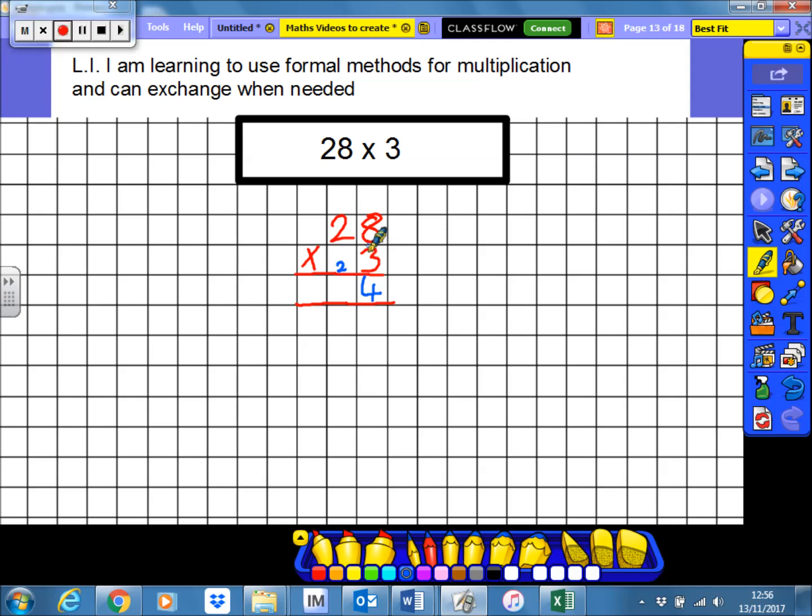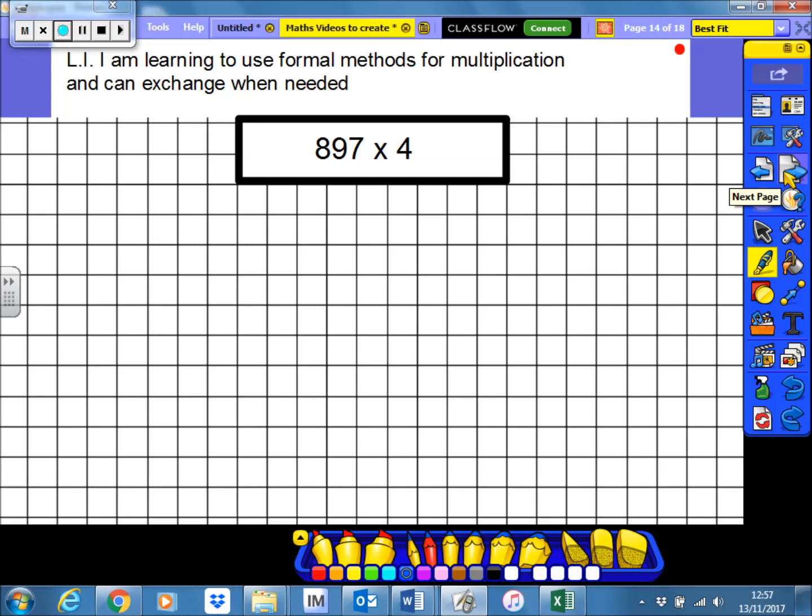Okay? Now, the next part is we're going to do the 3 times the 2 up here. So 3 times 2. Now the answer to 3 times 2 is 6. But I cannot just write down the 6 here because I need to add on the 2 to get my final answer. So 3 times 2 is 6. Add on the 2, we actually get 8.